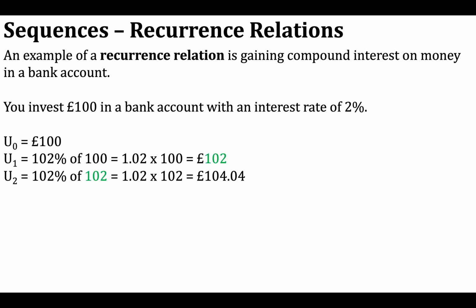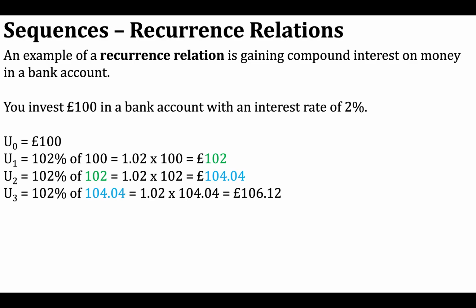U2, again, we are calculating an increase of 2%, but this time it's on the amount that was in the bank account at the end of the first year. So that's U1. So we're calculating that, and at the end of the second year, we're going to have £104 and 4 pence in the bank account. At the end of the third year, we're going to have £106 and 12 pence. And you can see that all of these calculations are dependent on the previous year, what was in the bank account the previous year.